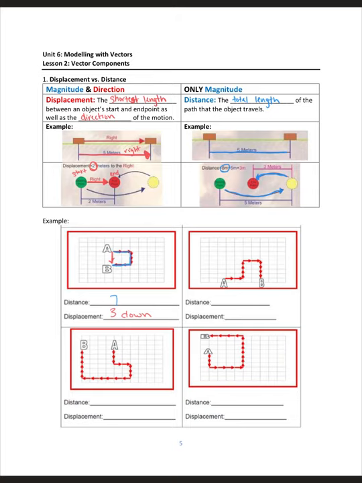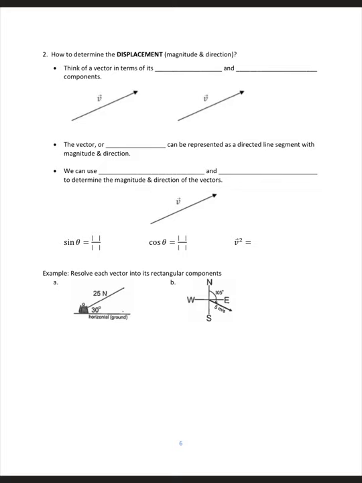Go ahead and pause the video and work through the other examples here. All right, there's the solutions to the other one. As we move from one point to the other, the shortest distance between those is our displacement, as well as providing a direction to go from one to the other. Okay, so we'll continue on with the note.